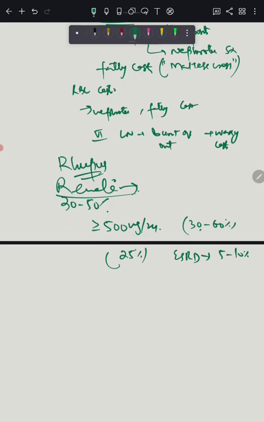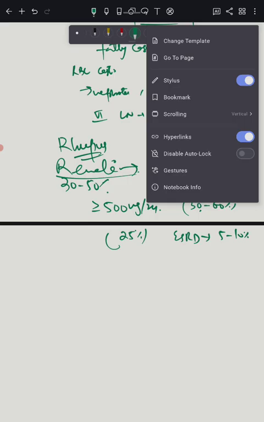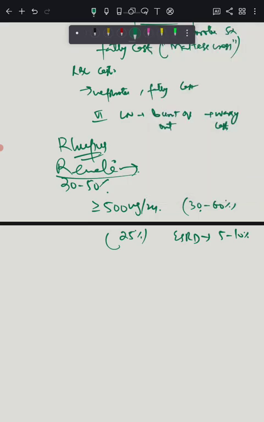Now we know the classification. Class 1 is minimal mesangial lupus nephritis, class 2 is mesangial proliferative, class 3 is focal lupus, class 4 is diffuse lupus nephritis, class 5 is membranous lupus nephritis, and class 6 is advanced sclerotic lupus nephritis.